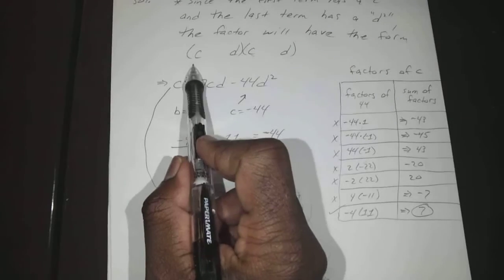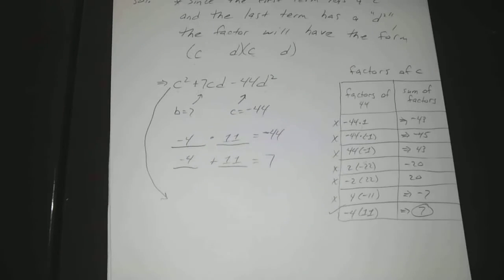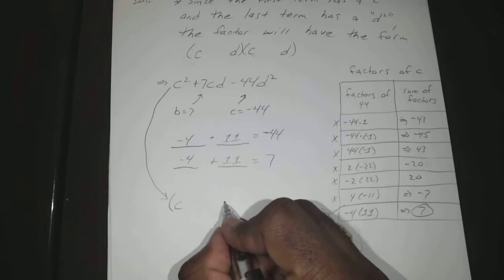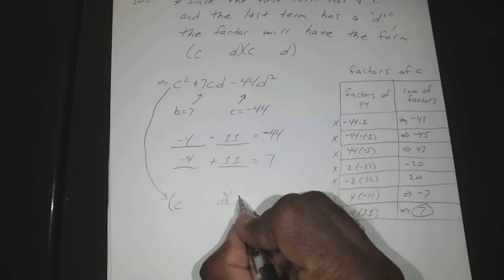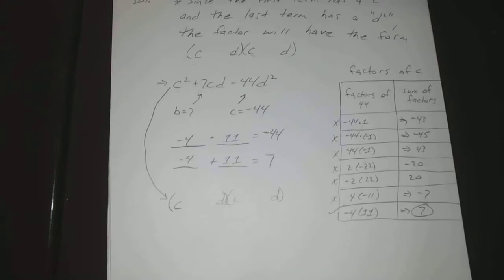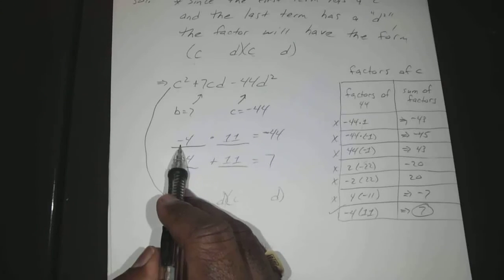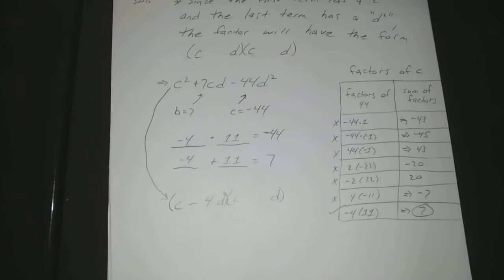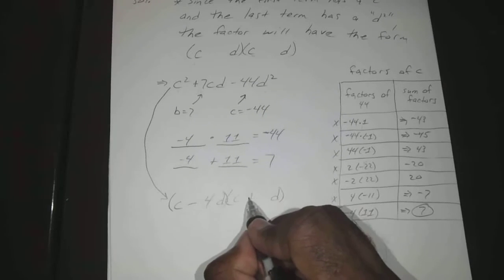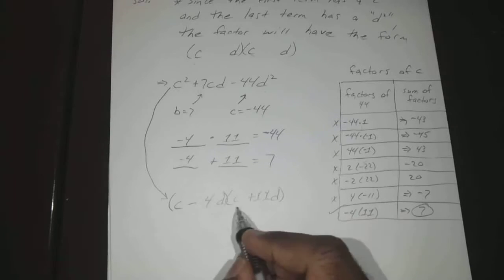Okay, so we know that it's going to have this form because you have a c squared and a d squared. So if you have a c, d, c, and a d, it's going to be c minus 4d and c plus 11d.